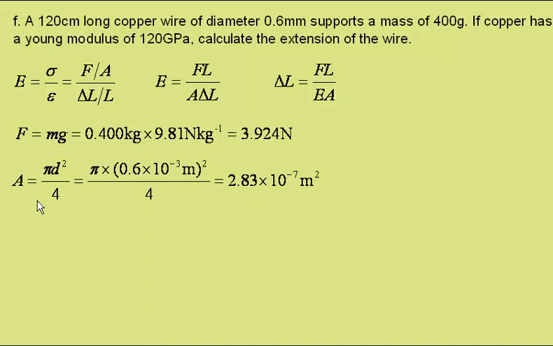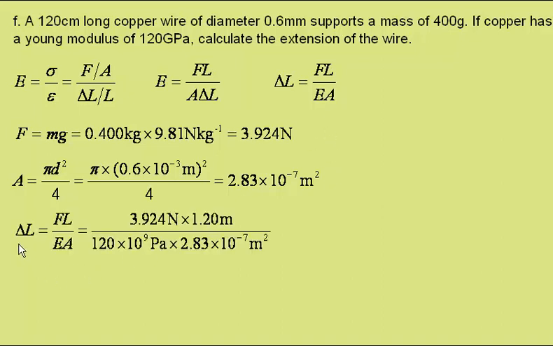The area of the wire, given by pi d squared over 4, which I've now calculated as 2.83 times 10 to the minus 7 square meters. Now, putting my data into this equation is a little easier. I've got the change in length is equal to the force of 3.924 newtons multiplied by the length of 1.20 meters divided by the Young modulus of 120 times 10 to the 9 pascals and the area of 2.83 times 10 to the minus 7 square meters. In this case, I get the same answer as before to one decimal place at 1.4 times 10 to the minus 4 meters.